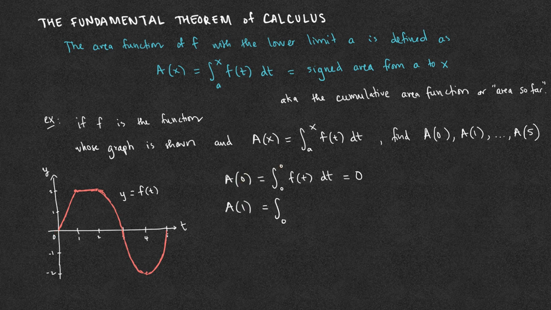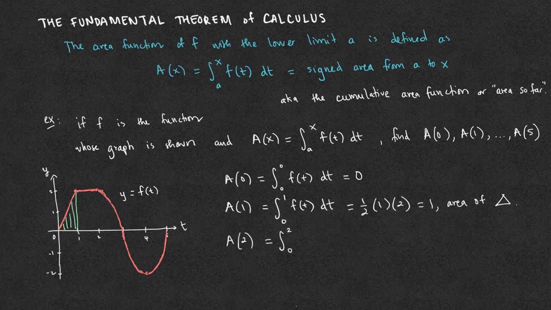A of 1 is the integral from 0 to 1 of f of t dt, which is the area under the curve from 0 to 1. It is a triangle, so the area is 1/2 base times height, so the area is 1.